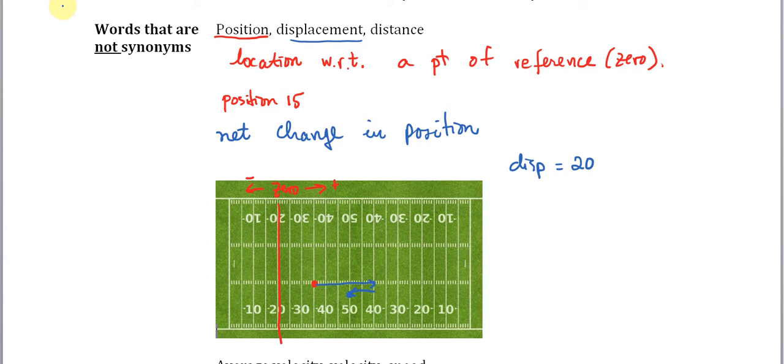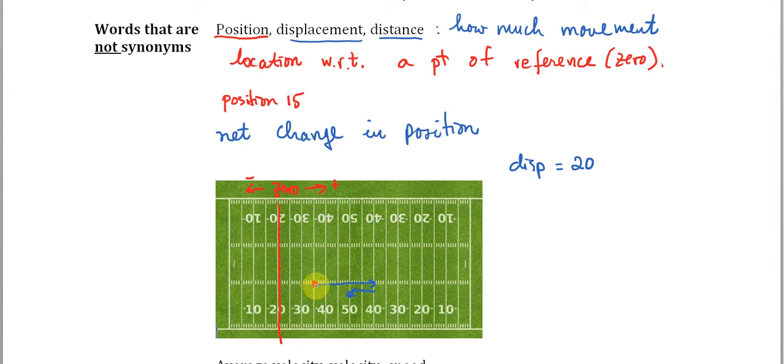or positive 20. And finally, the distance traveled, or the distance here, is how much space that you covered, or another way to say it is how much you move, or the total amount of motion. Okay, how much movement was done over some interval.